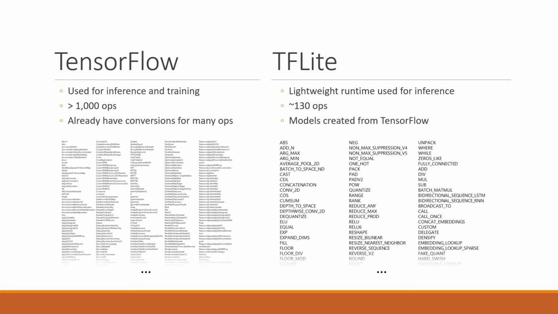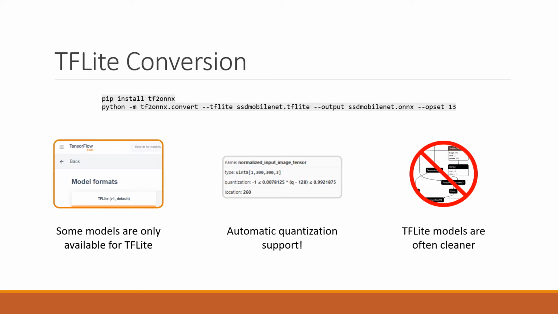The open source TF to ONNX tool can already convert most TensorFlow models into the ONNX format, but previously TensorFlow Lite models could not be converted. I'm happy to announce TF to ONNX now supports creating ONNX models directly from TF-Lite. Download the tool via GitHub or pip and use the --TF-Lite flag to perform a conversion.